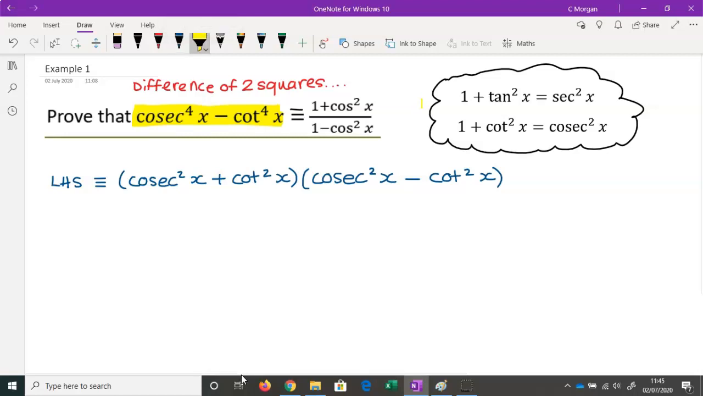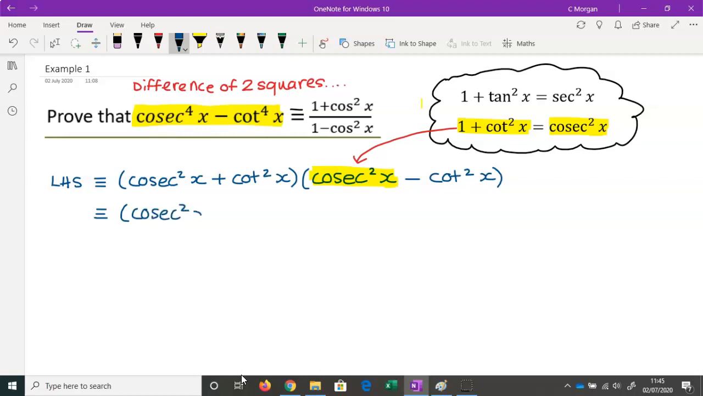If I have a look in the second bracket, I can see that I've got a cosec squared x. And in my identity for cosec squared x, I can see that's the same as 1 add cot squared x. What I'm going to do is substitute that into here. So I've got 1 add cot squared x, and I'm going to substitute that into my second bracket only.